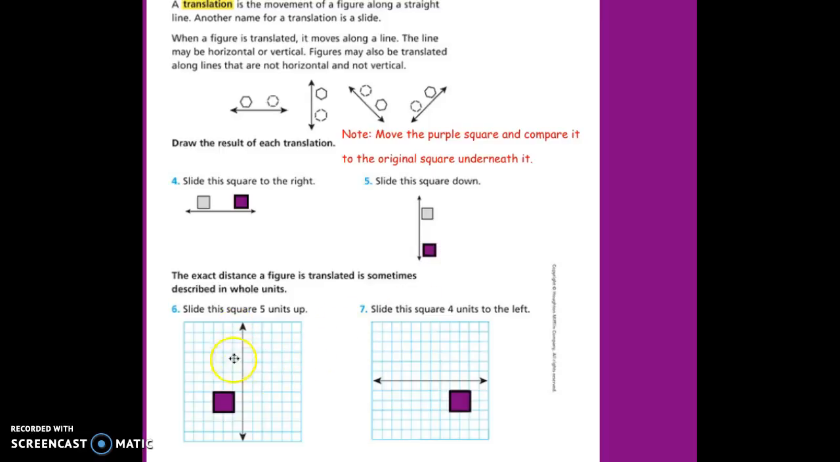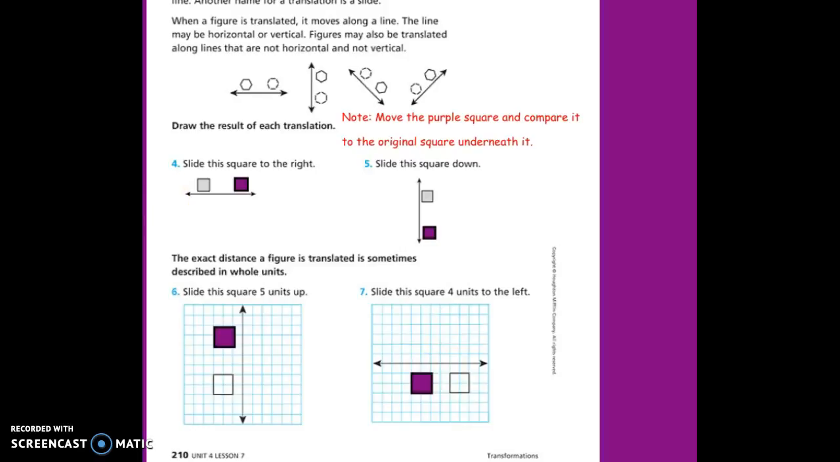How about this one? It says slide the square 5 units up. So I'm going to count my units as I move it. It's not moving for me. Let's try it again. 1, 2, 3, 4, 5 units up. All right, now this one wants me to translate it 4 units to the left. So again, I'm counting my grid here. 1, 2, 3, 4 units to the left. Here we go. So that's a translation. It's a slide across a line.